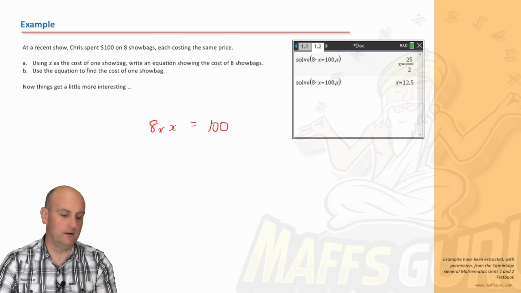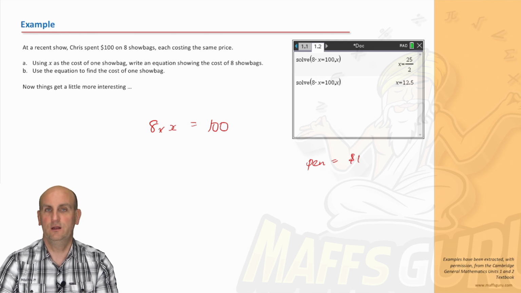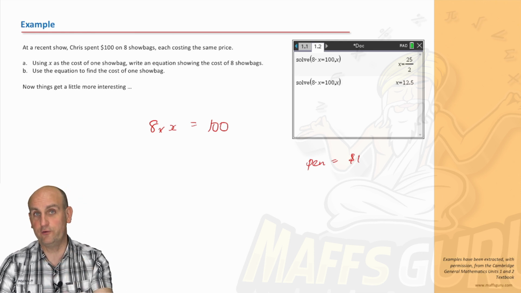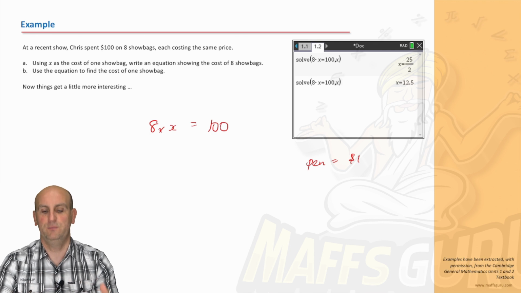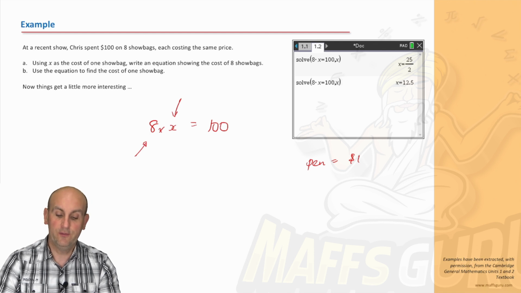If I know a pen costs $1, how much would one pen cost? $1. How much would 2 pens cost? $2. 10 pens? $10. What are you doing? You're timesing the cost of that pen by the number you've bought. So again, here is the cost of my show bag times by how many I've got. And we know that that's equal to 100.